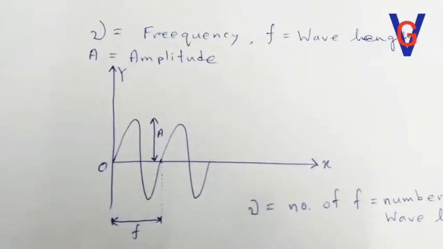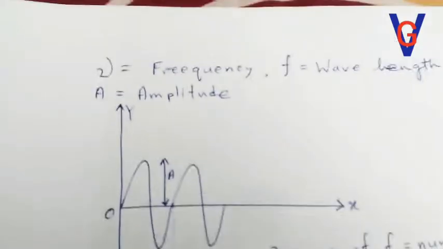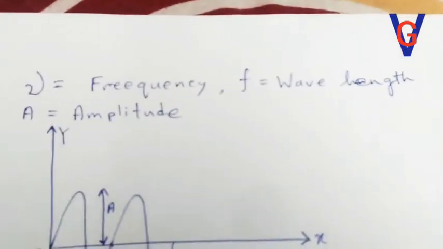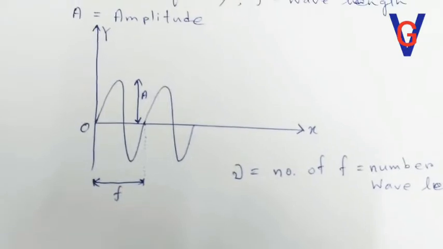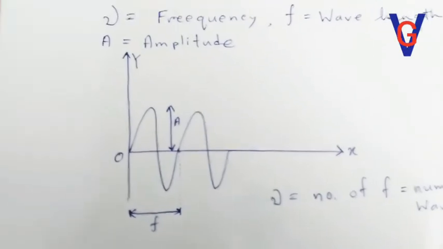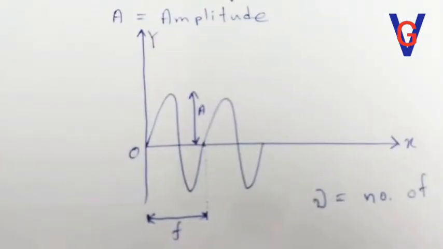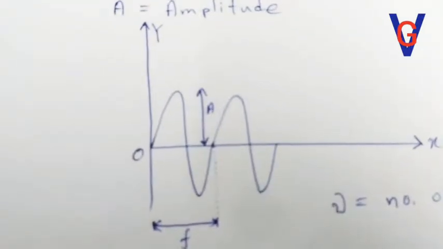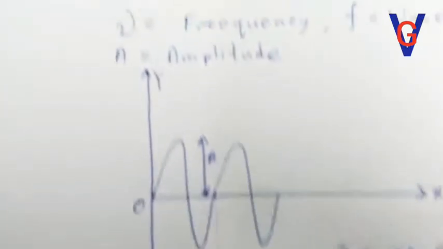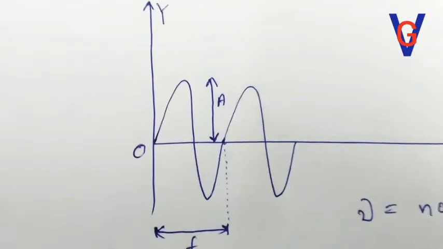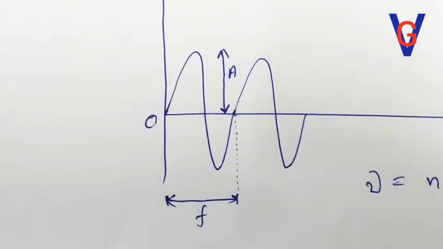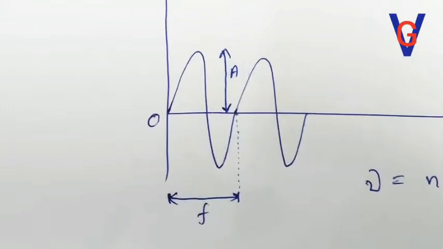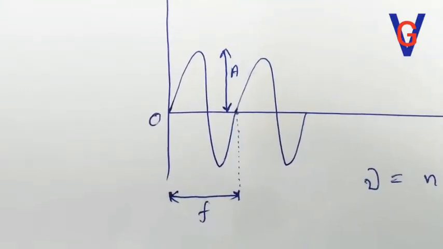Guys, I have written all the things here in a very organized manner. Here nu is the frequency, f means the wavelength, a is the amplitude, and what is nu? Nu means the number of wavelengths, that's the number of f. And here I have drawn a picture of a wave. You can see this is the x-axis and this is the y-axis. In this particular wave you can see a full wave is called the wavelength, that is f, and a means the amplitude.